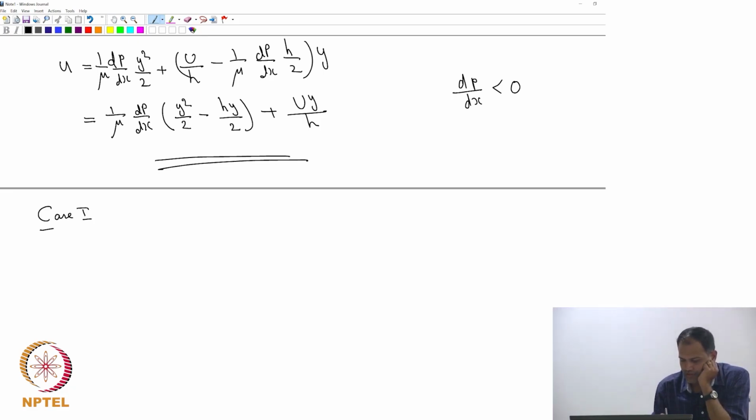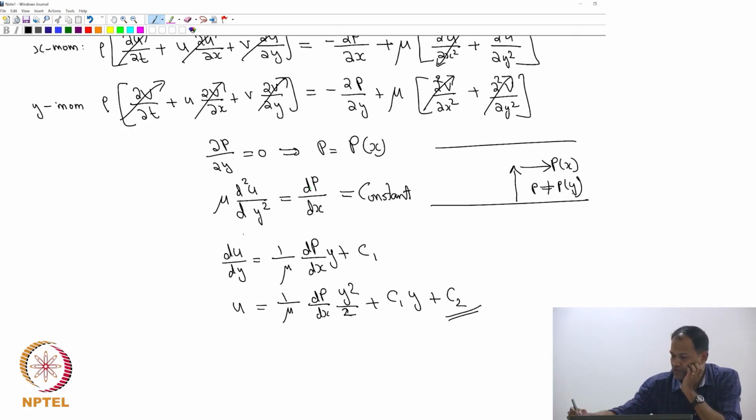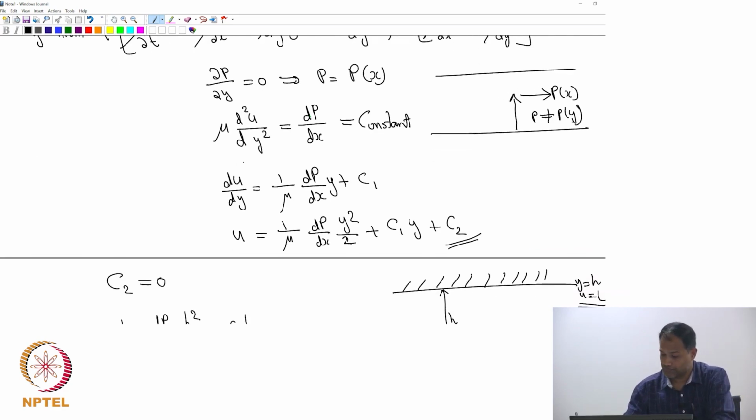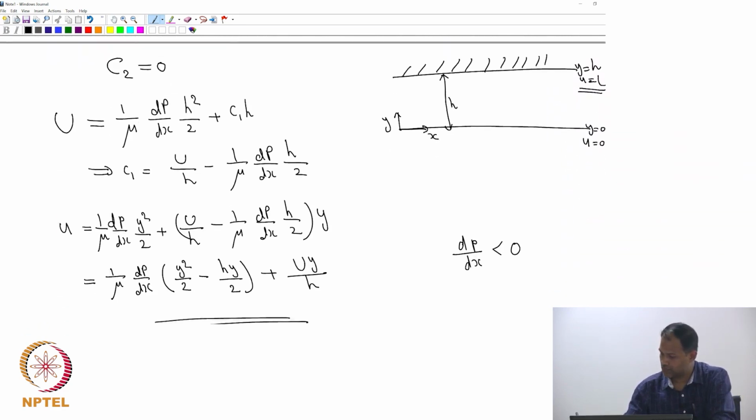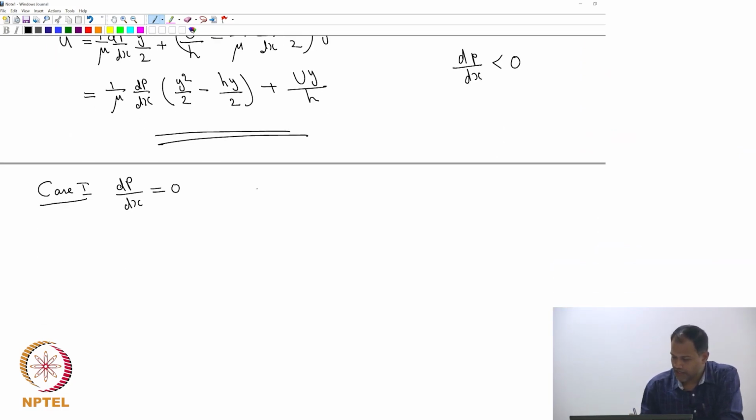Case 1, dp by dx is equal to 0. If dp by dx equal to 0 means you have not applied any pressure gradient, only the top plate is moving, what velocity profile would you get? So, you find that u is equal to U y divided by h.